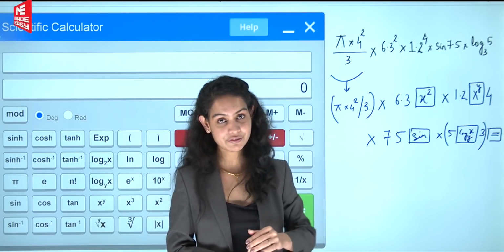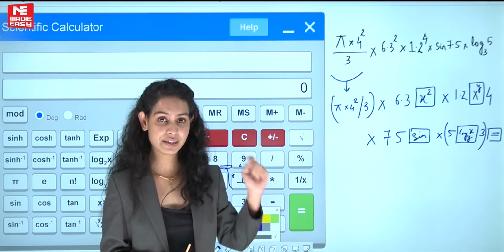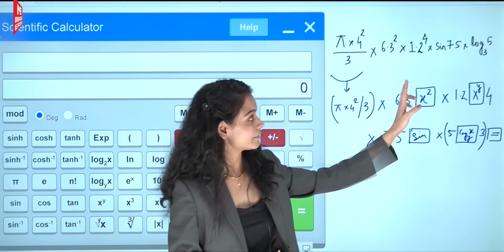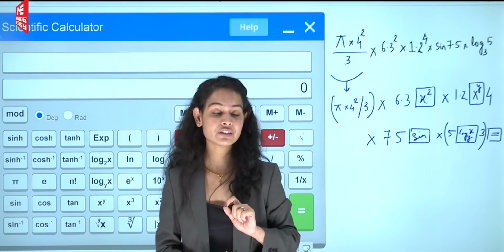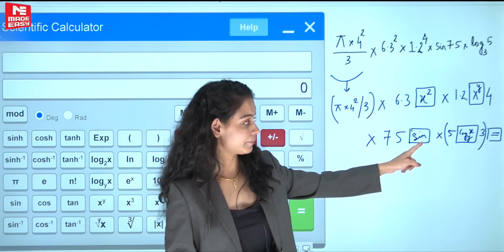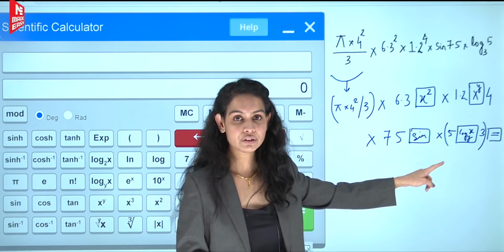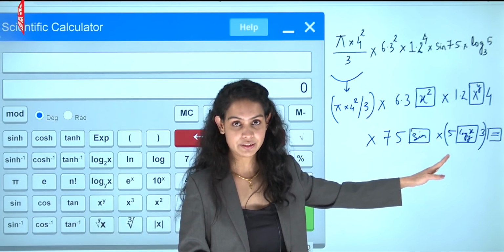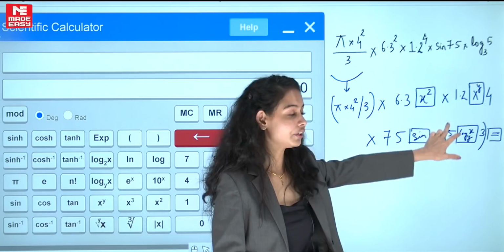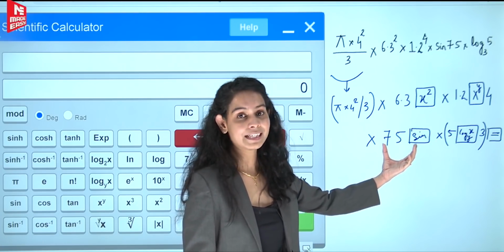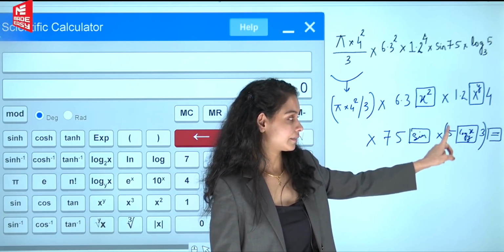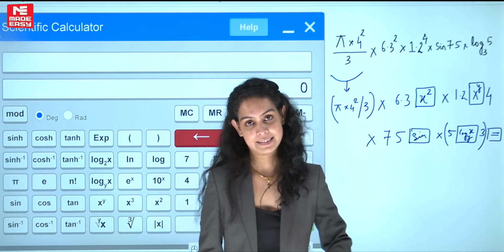Next is sine 75. For this, enter the value of x, which is 75, and then press this function tab, which is sine. Next is log 5 to the base of 3. For this, you will be using log x to the base y tab. Enter the value of x, which is 5, then the tab log x to the base y, and then the value of y, that is 3, and then press equal to. Only thing to remember is this bracket, because if you are not using this bracket, this term will get multiplied to 5 and then it will take the log. So to avoid this mistake, you need to employ the brackets here.